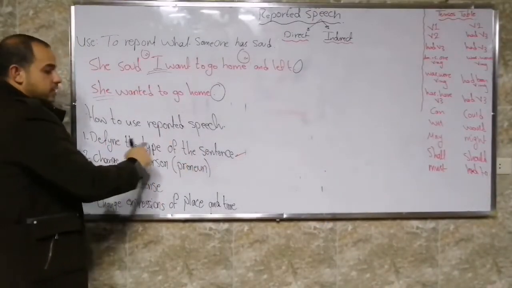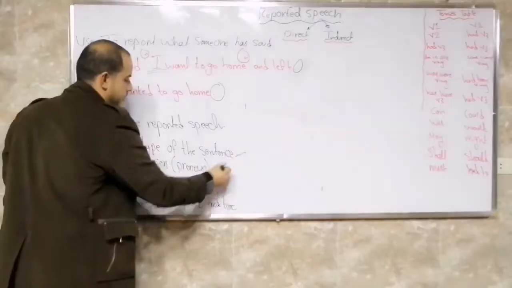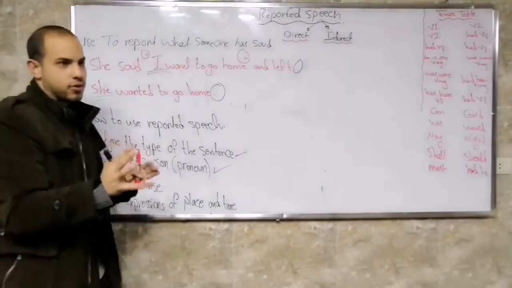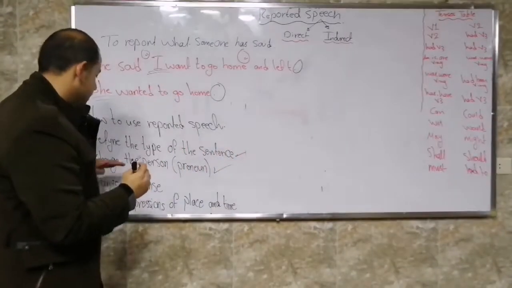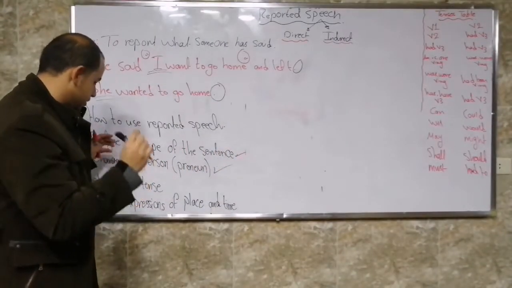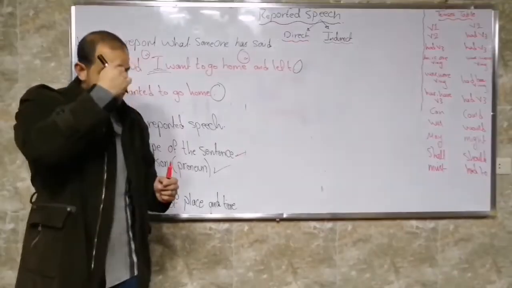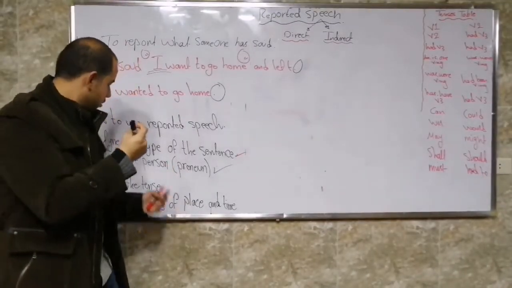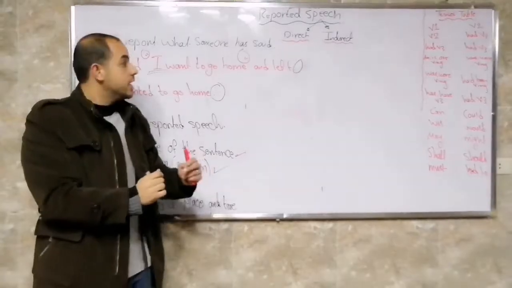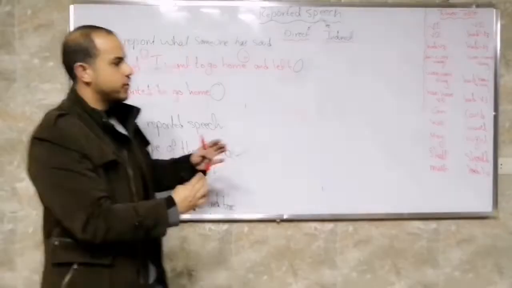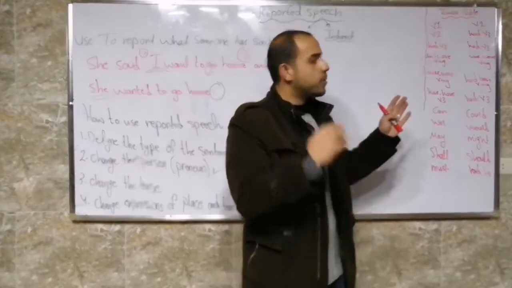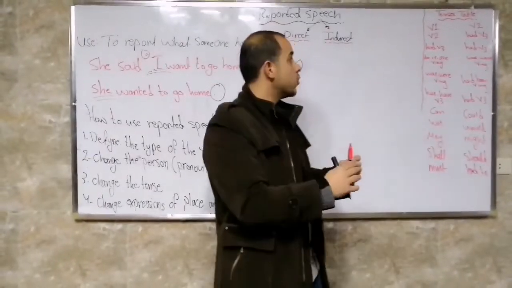After I define the type of the sentence, I move to the second step, which is to change the person or the pronoun, the one who speaks. Then I change the tense, then I change the time and place expressions. Now, how can I change the tense? We have here a table, and you can memorize it. It is so easy.